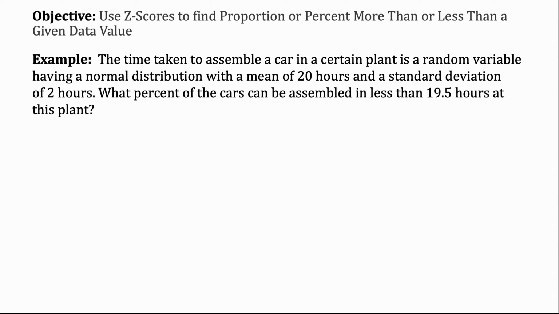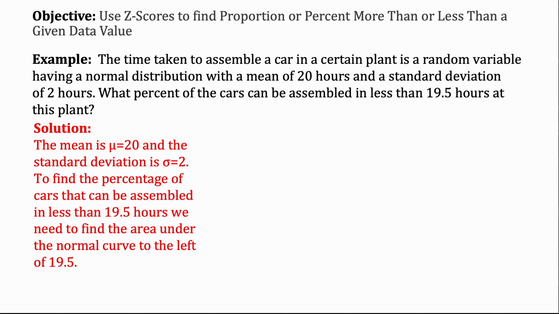In this example, we're going to look at the time taken to assemble a car in a certain plant, which is a random variable having a normal distribution with a mean of 20 hours and a standard deviation of 2 hours. What percent of the cars can be assembled in less than 19.5 hours at this particular plant? Well, we're going to take those values. All I've done here is you can see that the mu symbol, the mean, is 20, and sigma is 2.